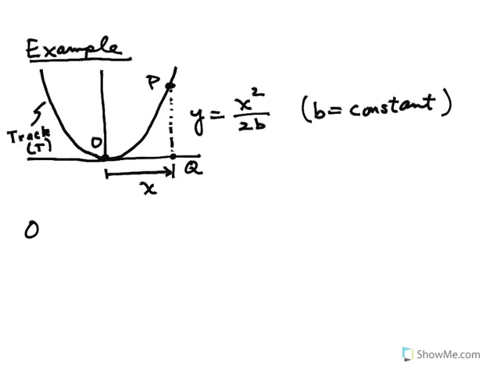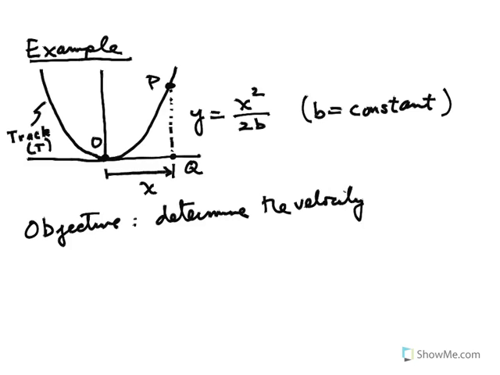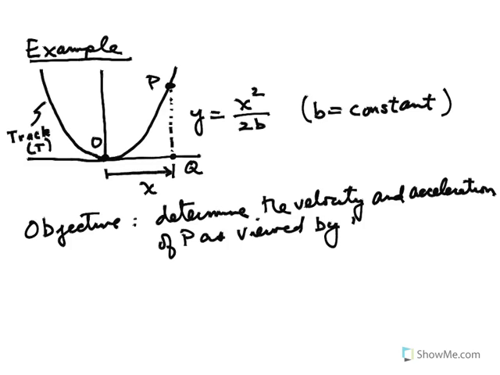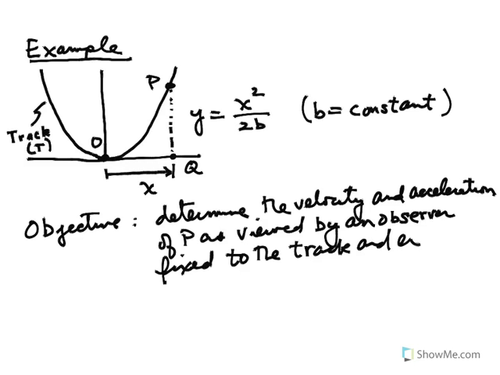And as we did before, the objective is to determine the velocity and acceleration of P as viewed by an observer fixed to the track and expressed in intrinsic coordinates relative to the track.